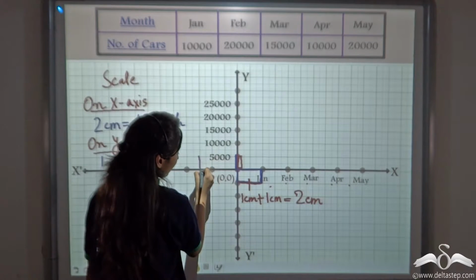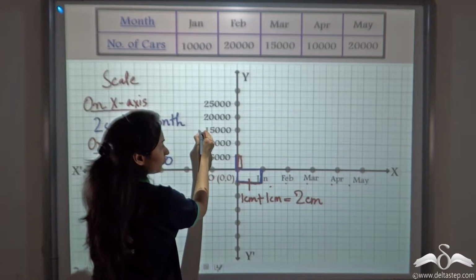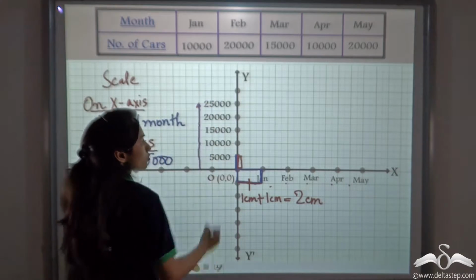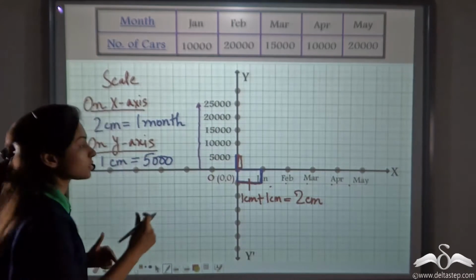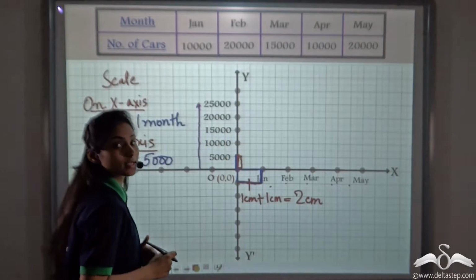You will see that now each box will denote 5,000. See, this box is 5. Now 5 plus 5 will give us 10, plus 5 will give us 15,000, plus 5,000 will give us 20 and so on. So each box will be equidistant from one another. This is what we call the scale.